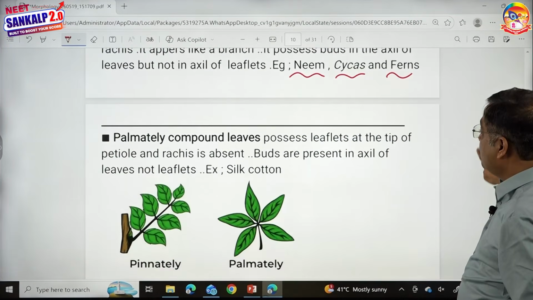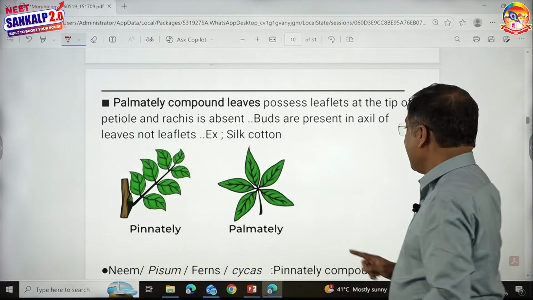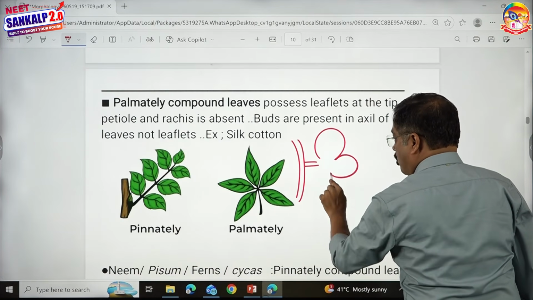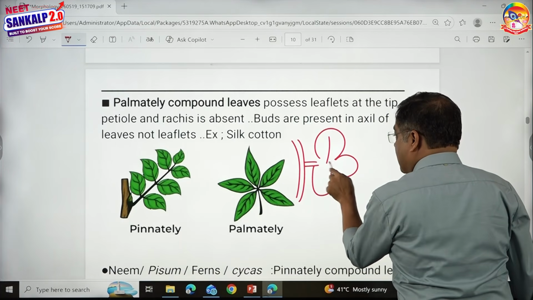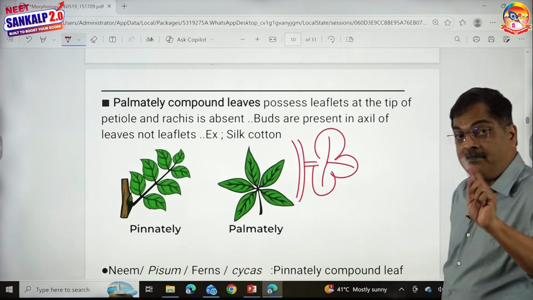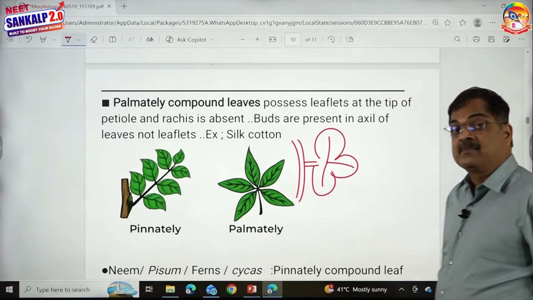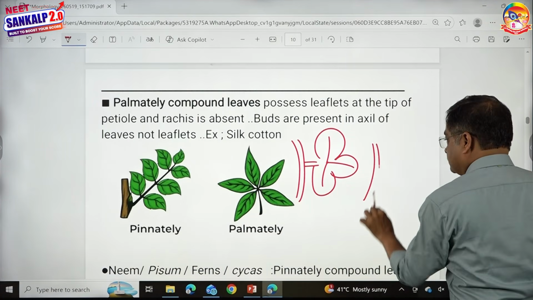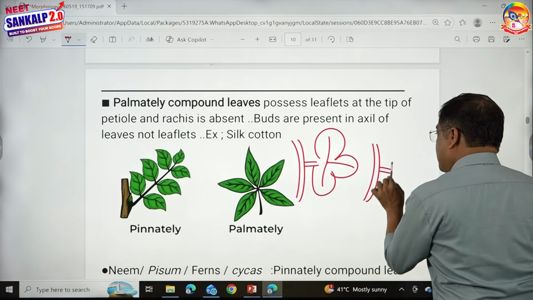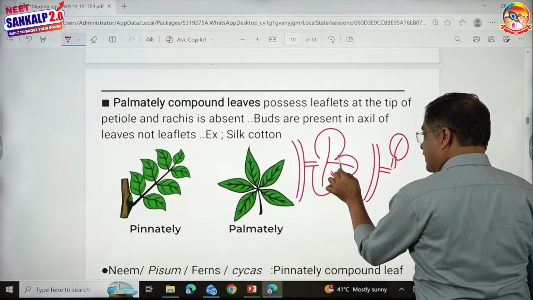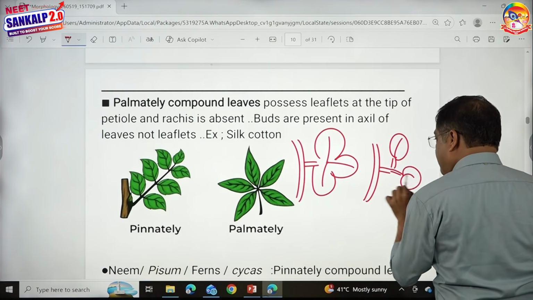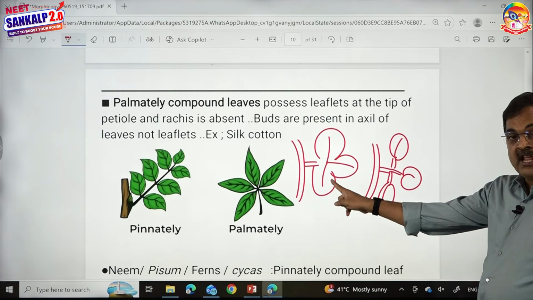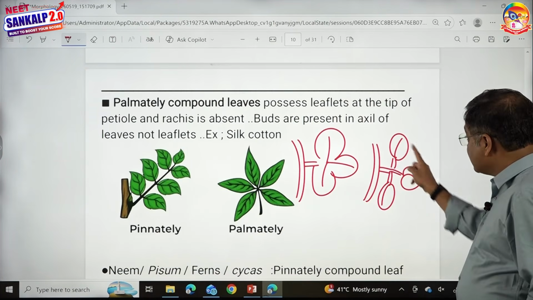Palmately compound leaf possesses leaflets at the tip of the petiole and the rachis is absent. Look here, children. I told you, these are the lobes. Yes or no? And what is this leaf? This is a simple leaf only, not a compound leaf, simple leaf. When it becomes a compound leaf, when this lobe goes and touches the tip of the petiole, then this becomes one leaflet. Touch the tip of the petiole, this becomes one more leaflet. Touch, this becomes one more leaflet. Then this is a simple leaf and this is a compound leaf, and these are called leaflets.